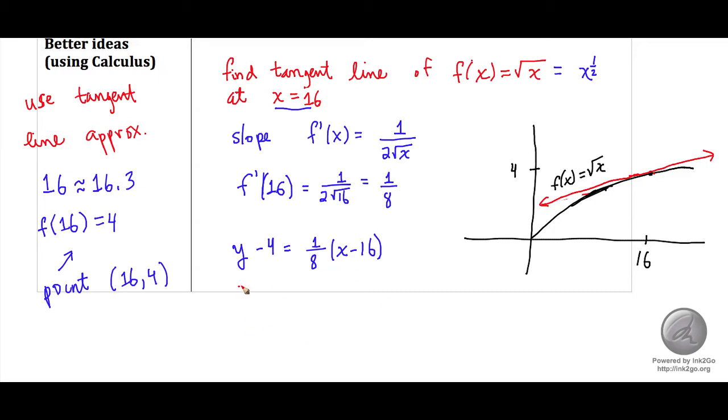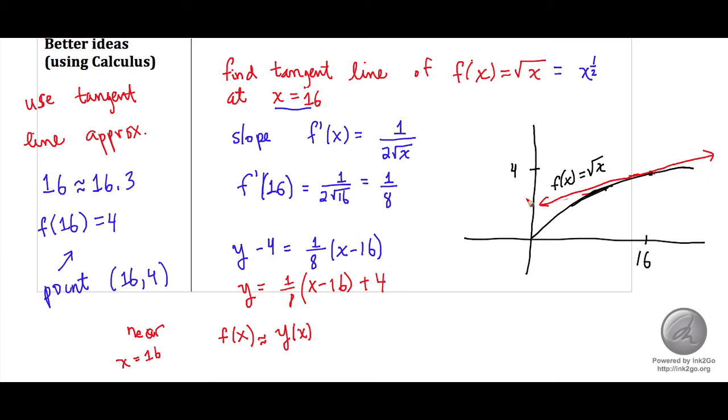So let's just say a few things here. I'm going to rearrange the line here. This is going to be y equals 1/8 times x minus 16, and all I'm really doing is bringing the 4 over to the other side, plus 4. Right? So we can say that near x equals 16, f of x, like the actual values of the curve, is very, very close to y of x, namely the values of the line.